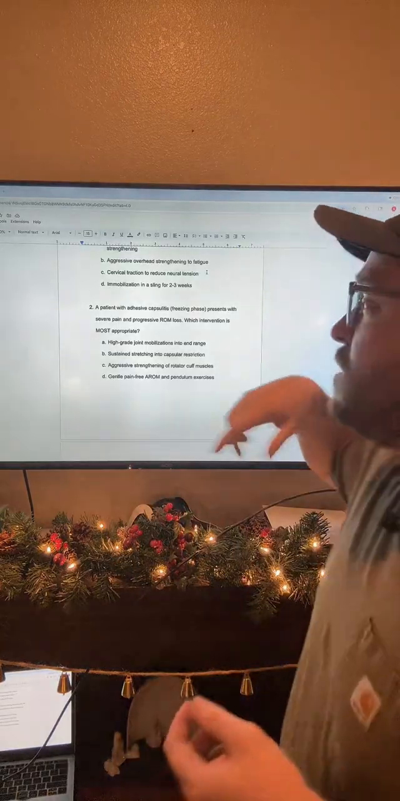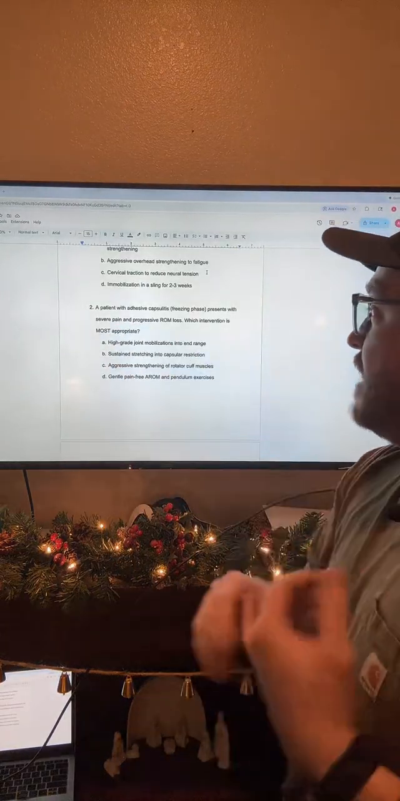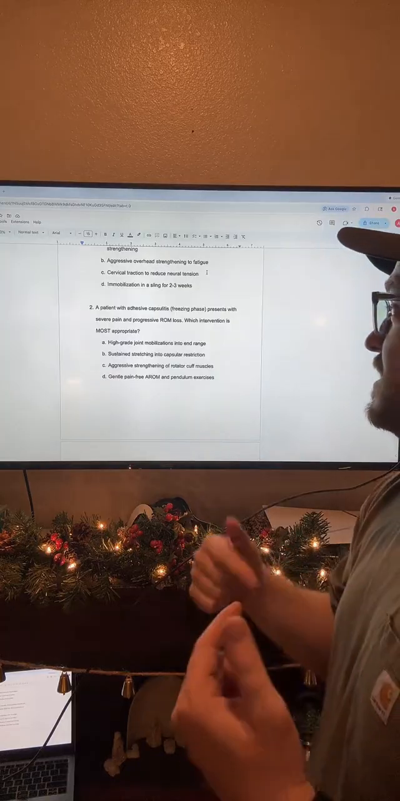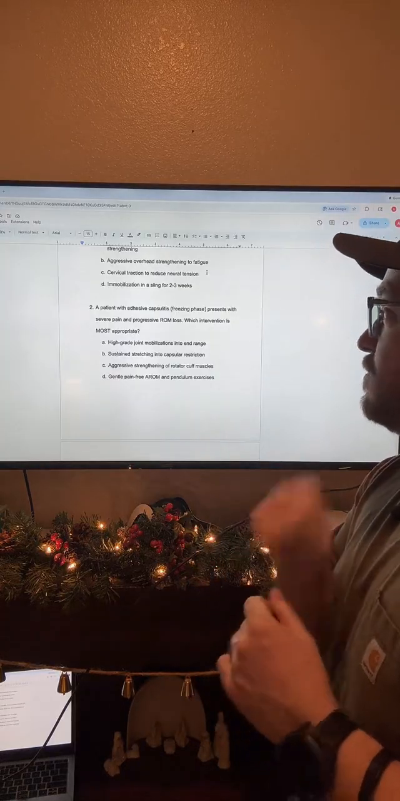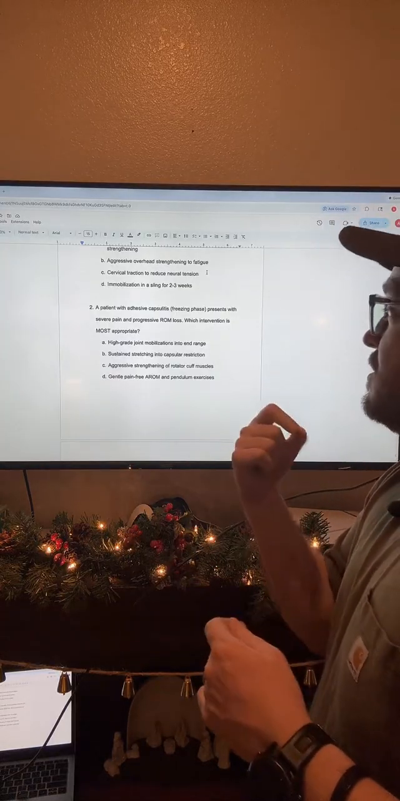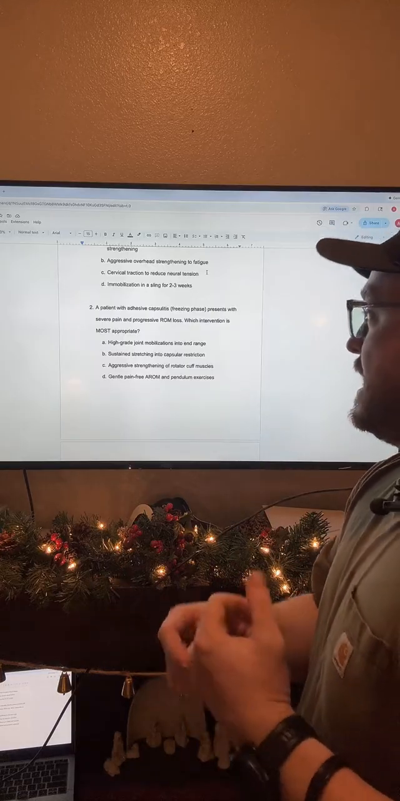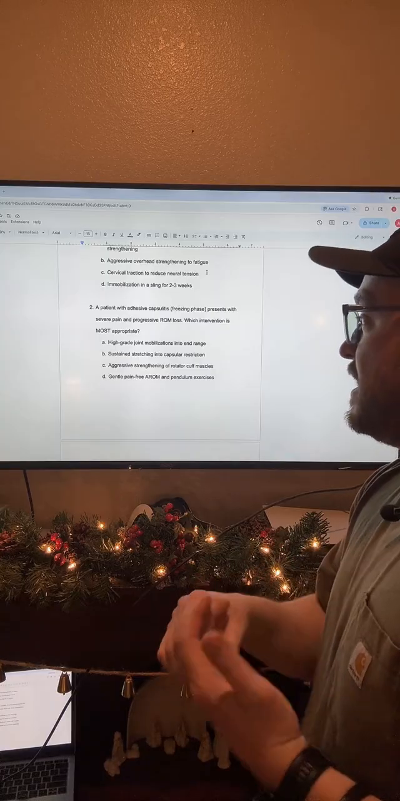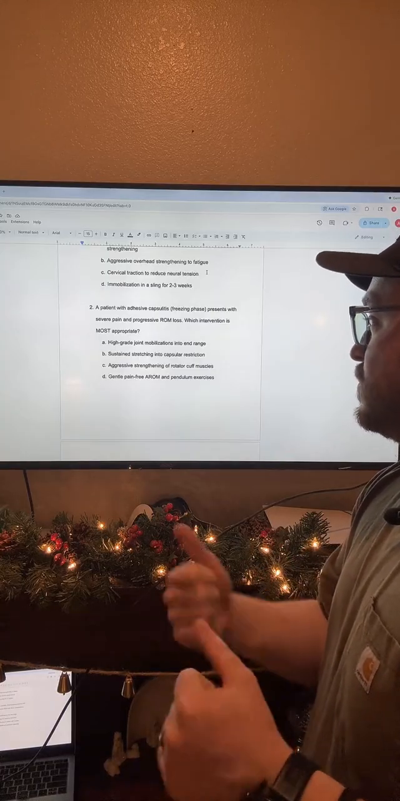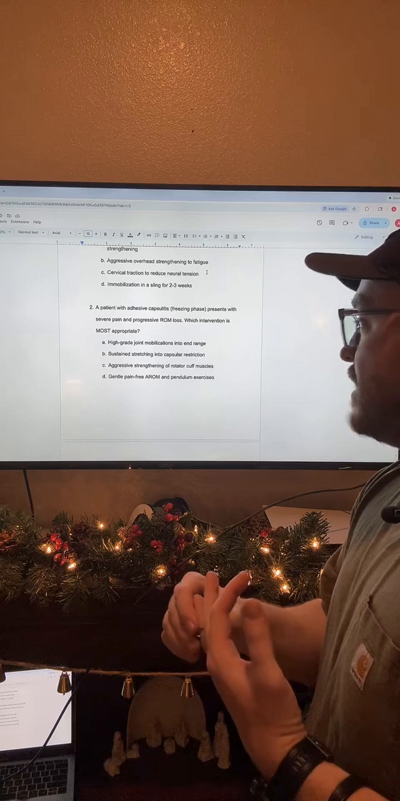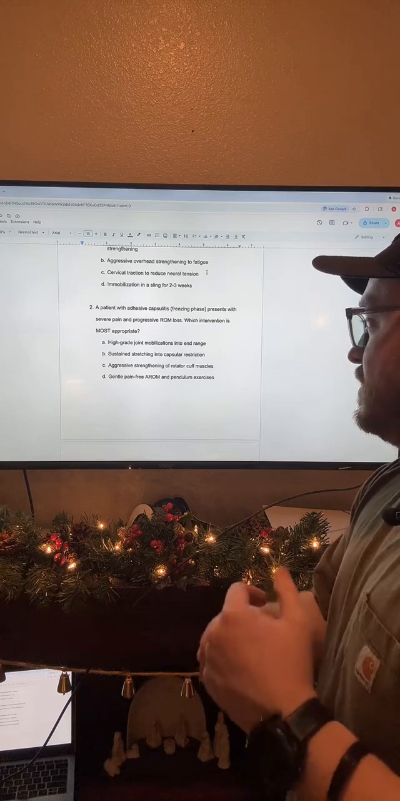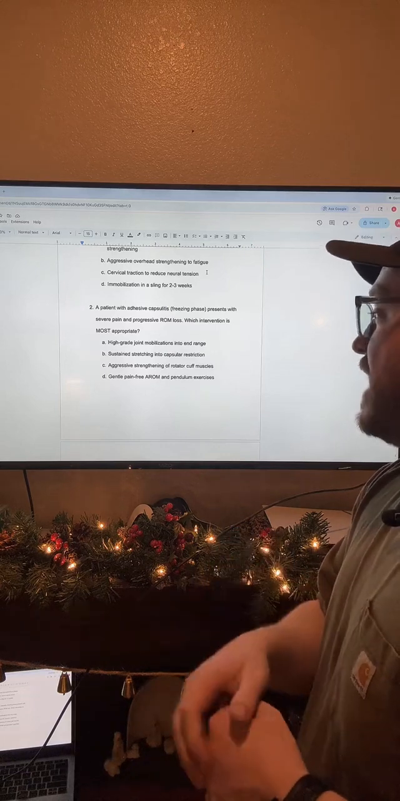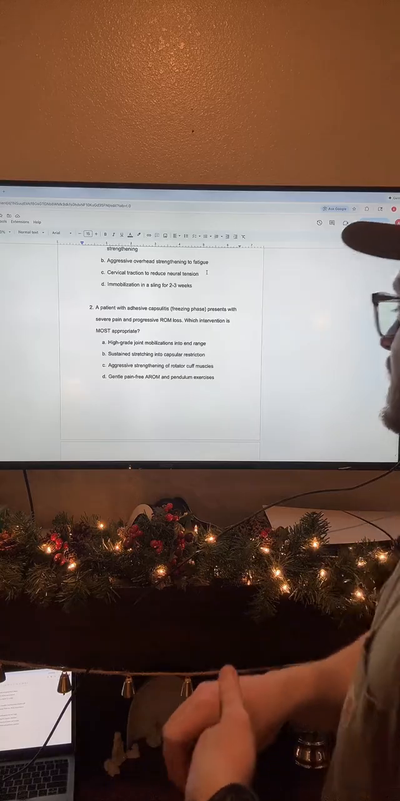Okay. So number 2, a patient with adhesive capsulitis freezing phase presents with severe pain and progressive range of motion loss. Which intervention is most appropriate? A, high-grade joint mobilizations into end range. B, sustained stretching into capsular restriction. C, aggressive strengthening of rotator cuff muscles. Or D, gentle, pain-free active range of motion and pendulum exercises.